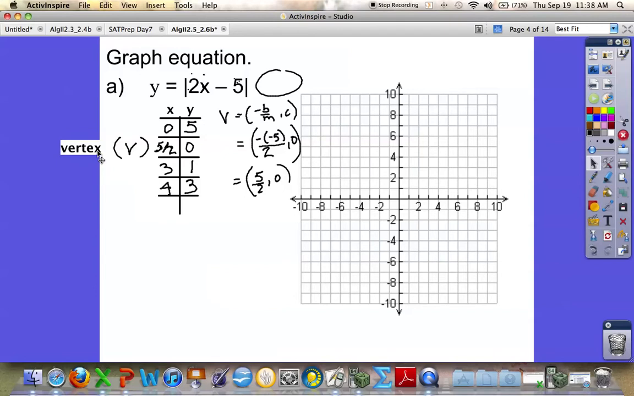And if we were to graph that, let's see, I go back up 5 halves, so that's 2 halves, 4 halves, this is 5 halves, and I'm on the x-axis. So that's my vertex. Now, 0, 5 is at the origin, and up 5, 3, 1. This is 3, this is 1, 4, 3, this is 4, 1, 2, 3. And you notice I did not go below the vertex. Okay, so that graph is complete.